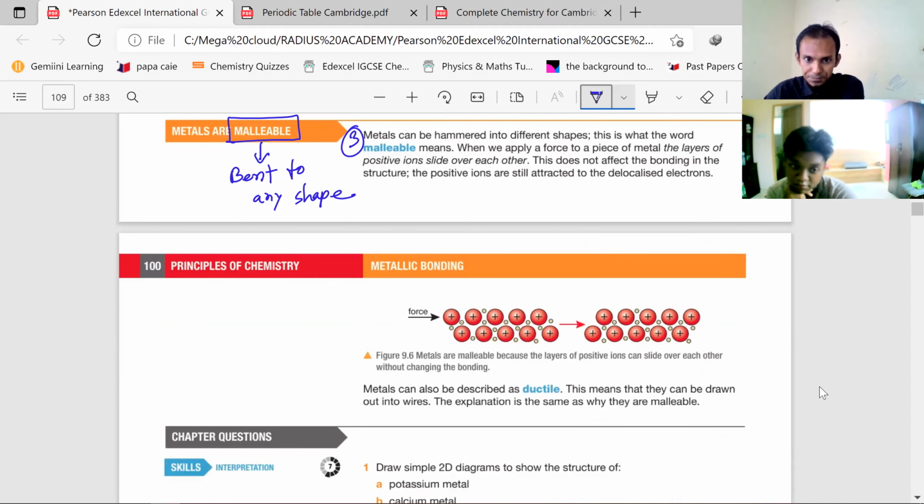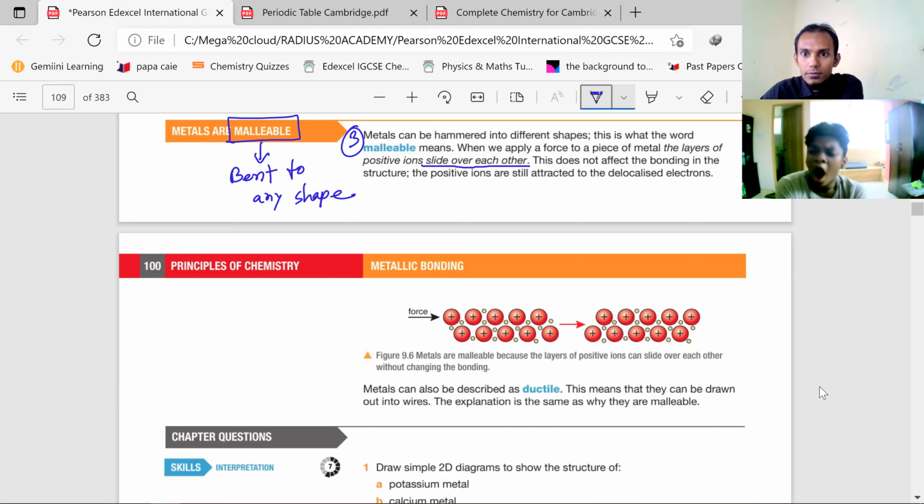See, force. This is a metallic structure. If you apply force, see, in between the positively charged metal ions, there are delocalized electrons. And if you apply force, these metal ions, since they are in a layer structure, present in layers, a very regular arrangement, can slide over each other.